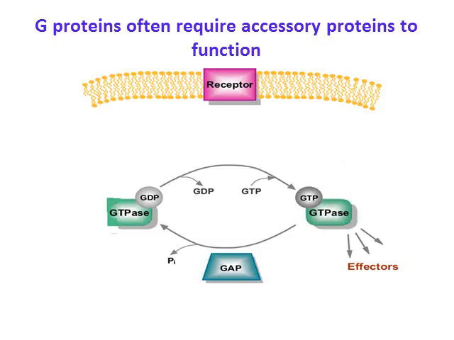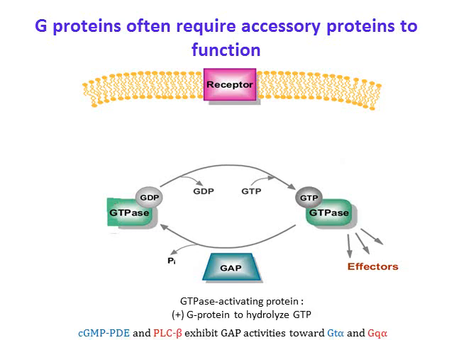In order to function properly, G proteins often require accessory proteins like GAP, the GTPase activating protein. This protein activates the hydrolysis of GTP. Cyclic GMP phosphodiesterase and phospholipase C beta exhibit GAP activities toward GT alpha and GQ alpha, so it catalyzes the hydrolysis of GTP into GDP.